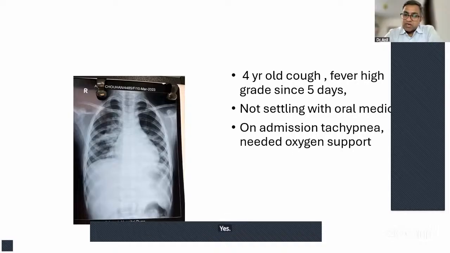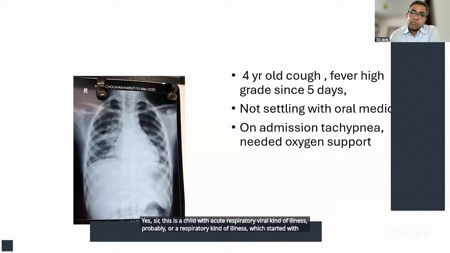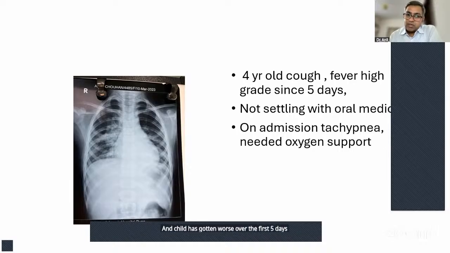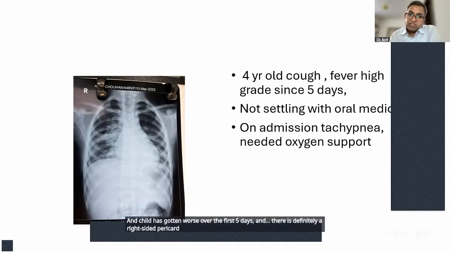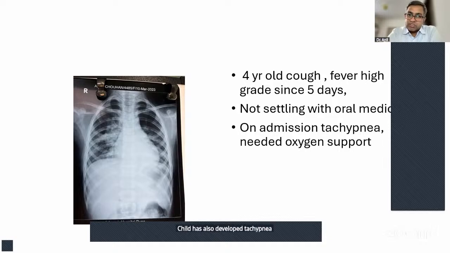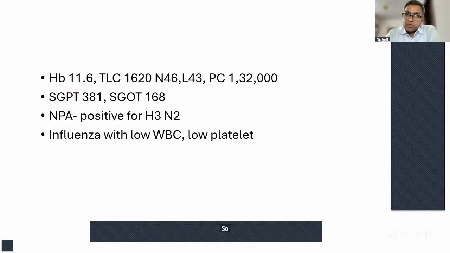Yes, sir. This is a child with an acute respiratory viral kind of illness, probably, which started with a focus probably in the lung. The child has gotten worse over the first 5 days, and there is definitely a right-sided paracardiac patch and infiltrations. It's going on. The child has also developed tachypnea and is requiring oxygen support. So it's an acute respiratory illness.